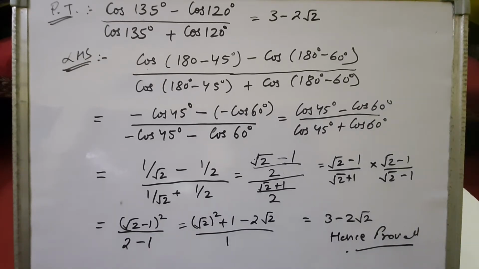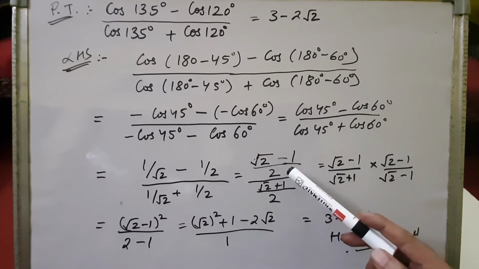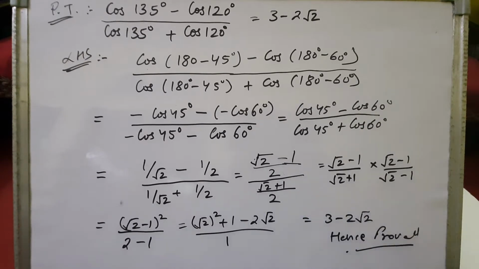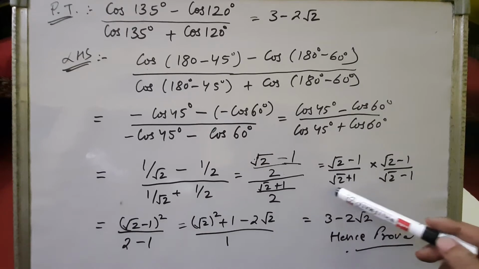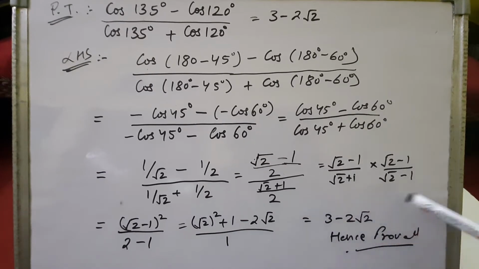Right. Now substitute the value. Cos 45 is 1 upon root 2. Cos 60 is 1 by 2. Okay. And then take the LCM in numerator and denominator both. So when we take the reciprocal of the denominator, this 2 will get cancelled. What we'll get? Root 2 minus 1 upon root 2 plus 1. Now we have to rationalize this denominator. When we are rationalizing this denominator, we'll multiply by its conjugate. That will be root 2 minus 1 in the numerator and denominator both.